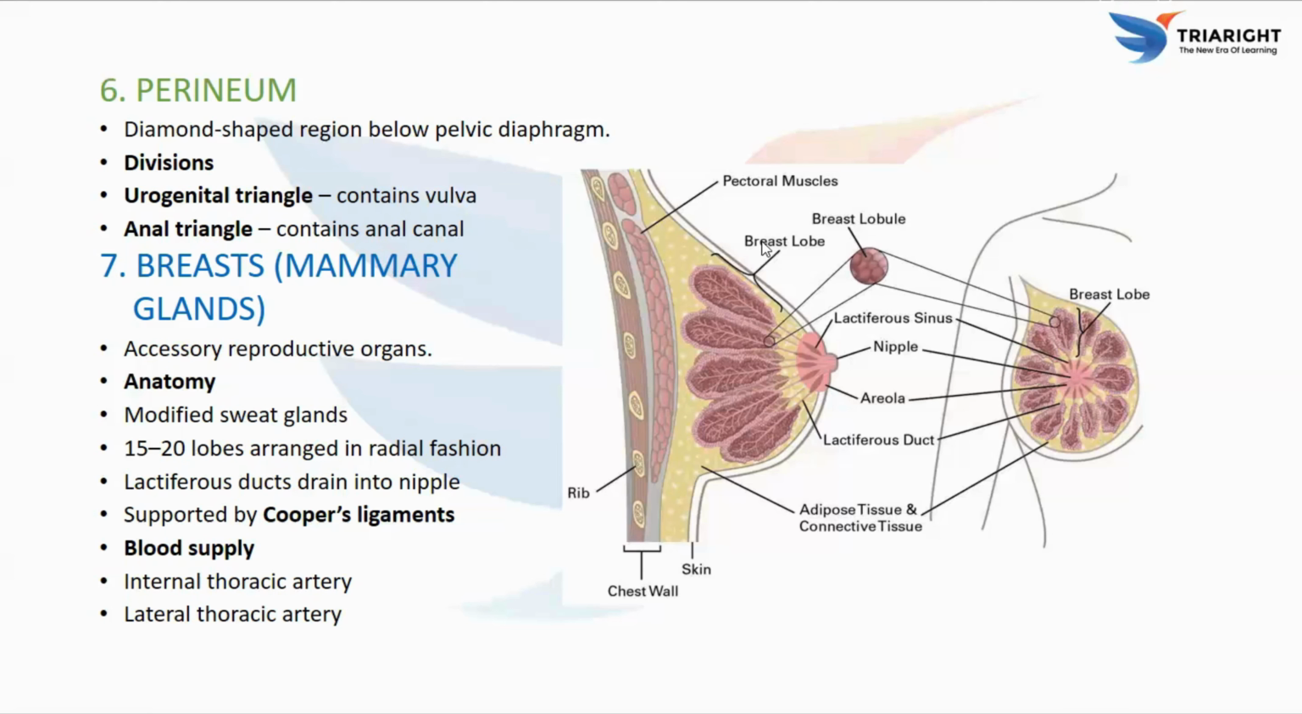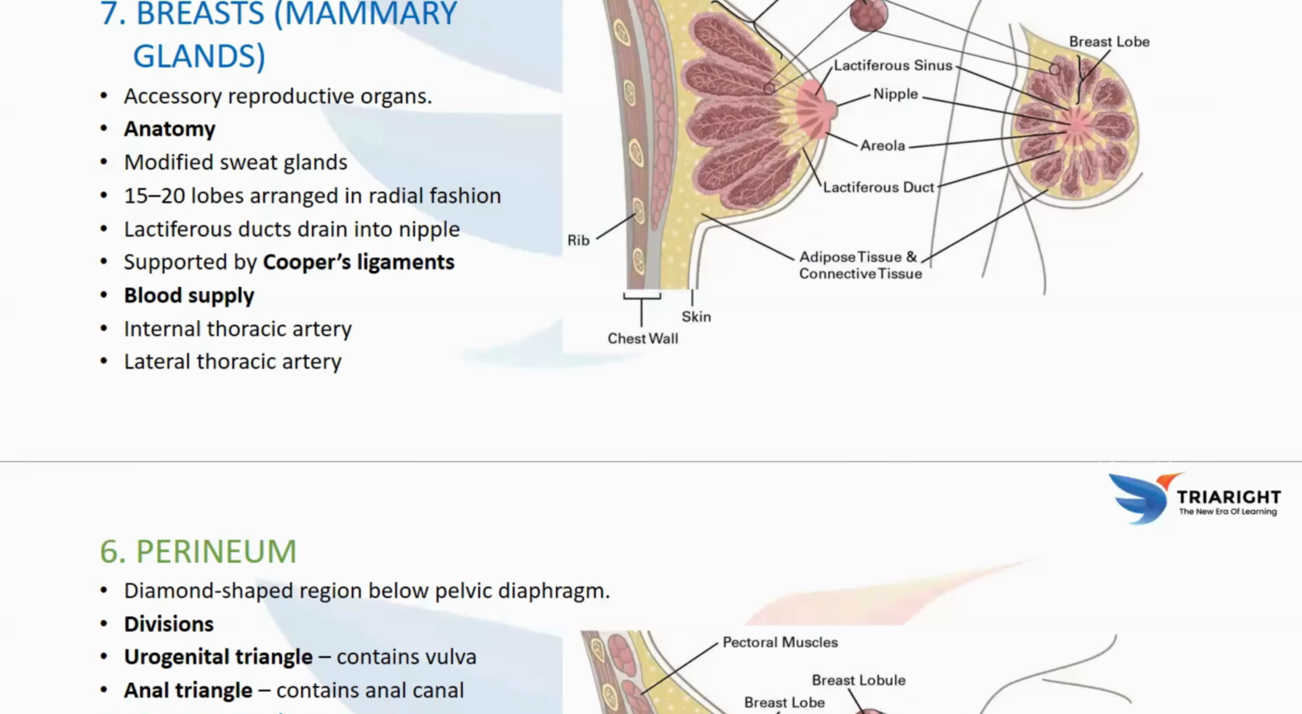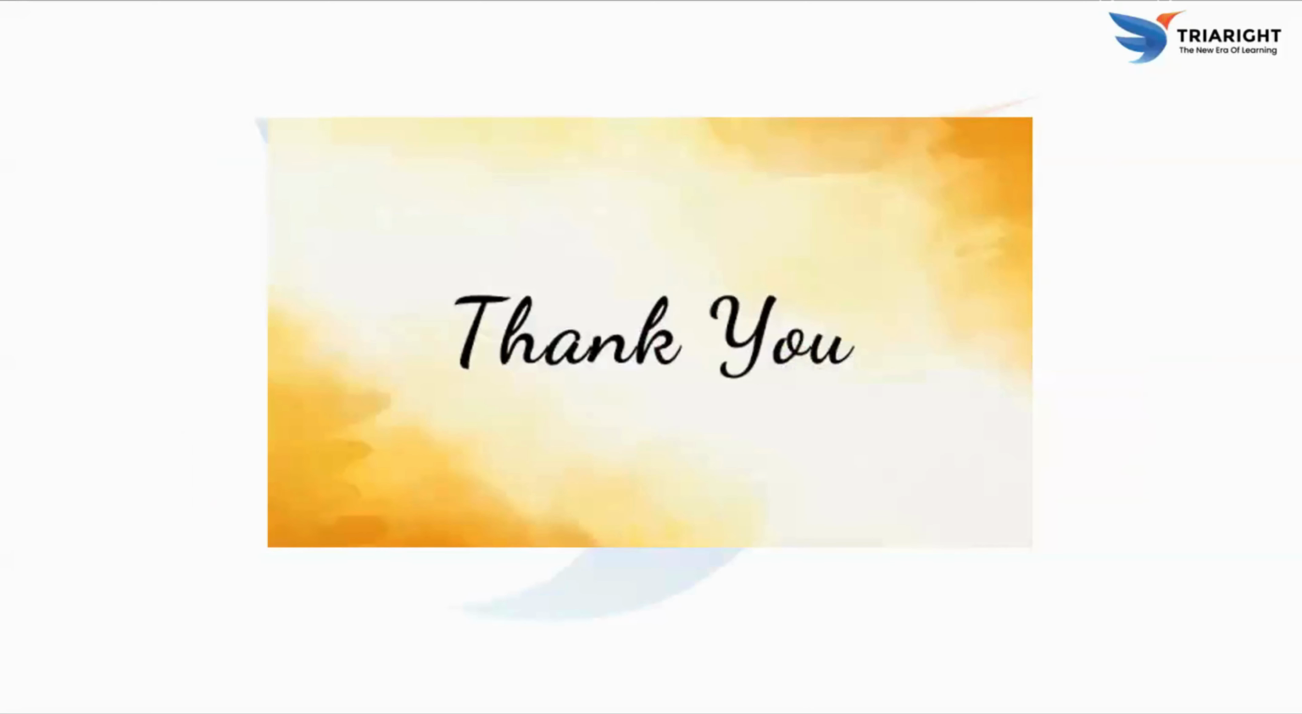In this picture, you can see the breast lobes and lobules, which are the milk-producing units, the lactiferous ducts and sinuses, which are the milk pathways, and the areola and nipple. And here you can see the pectoral muscles, which are located behind the breast, and Cooper's ligaments, which are the supporting structures. So this is about the parts of the female reproductive system.